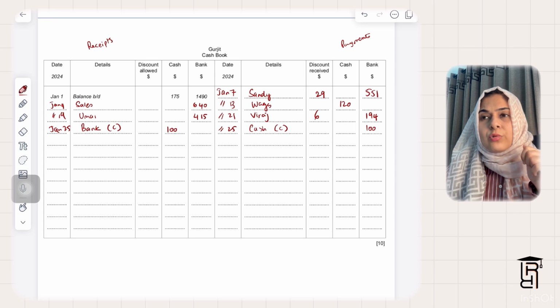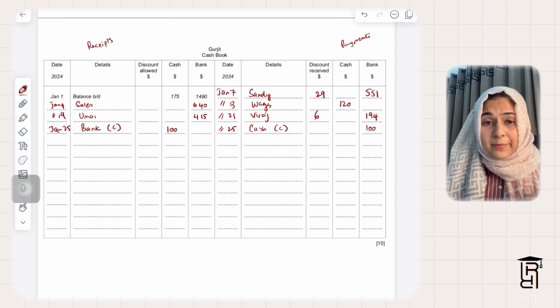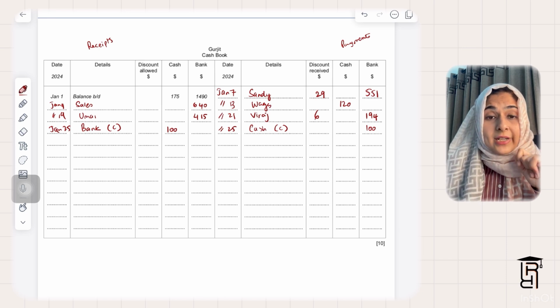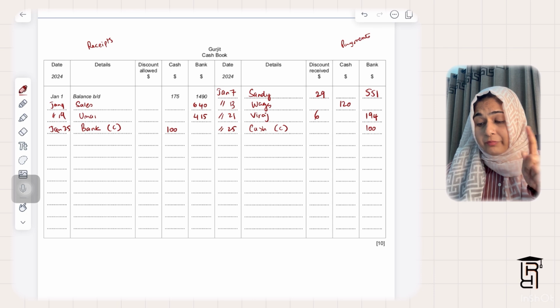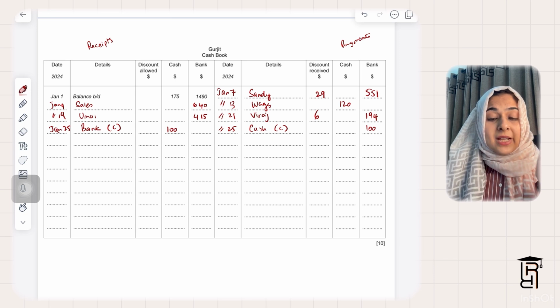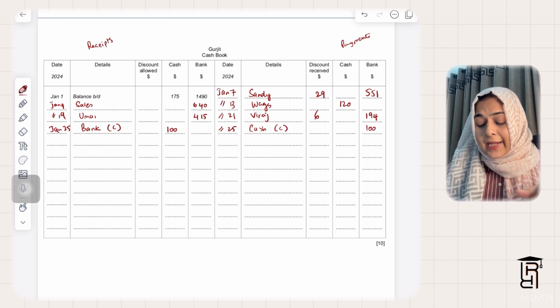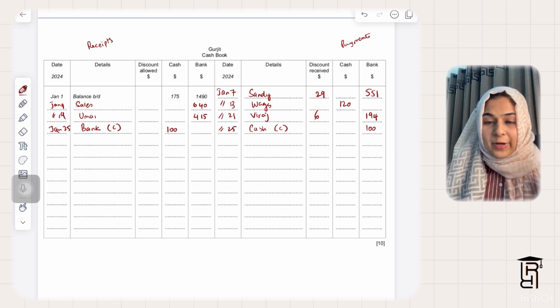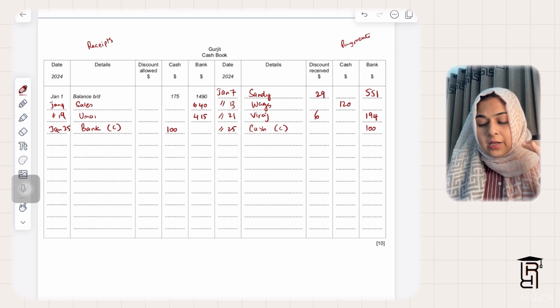In that case, you basically debit the bank account, and in the details you write cash, and you credit the cash account, and in the details you write bank. But over here we are crediting the bank account, and in the details we are writing cash, and basically the money in the bank is reducing, and we are putting this money into the cash account. So the cash amount is increasing in the cash drawer of the business.